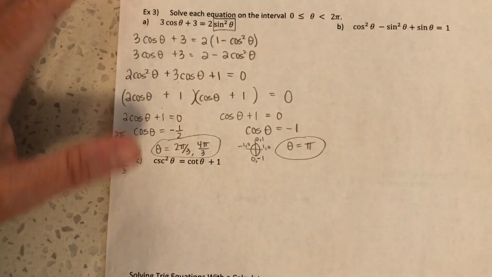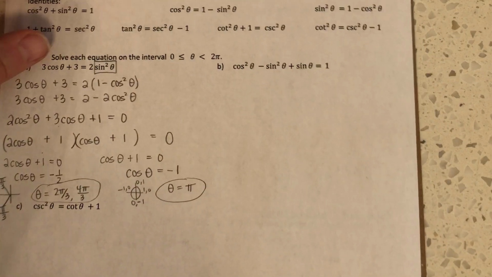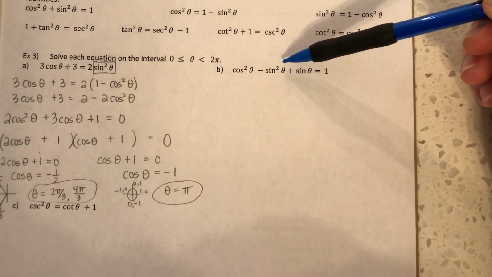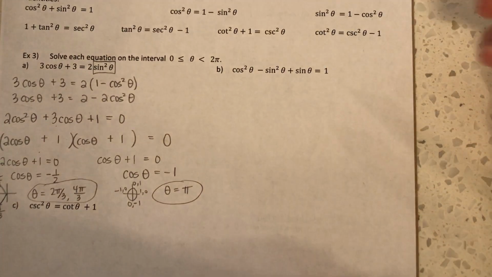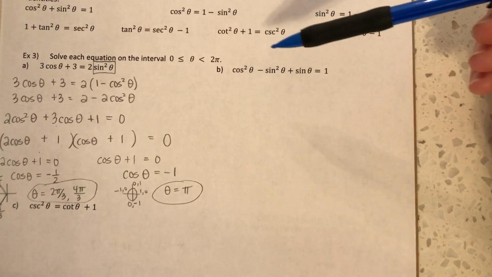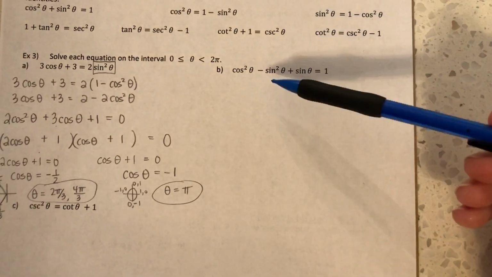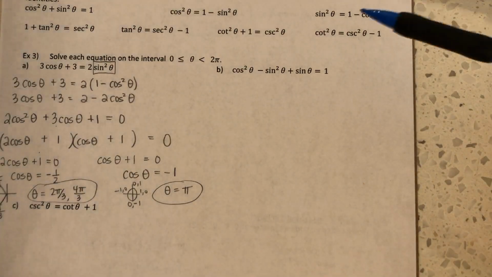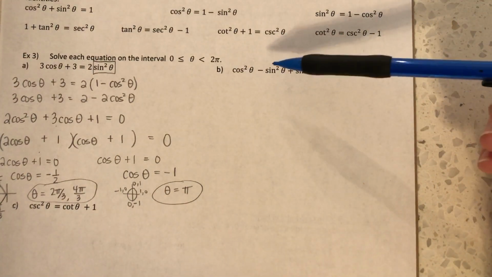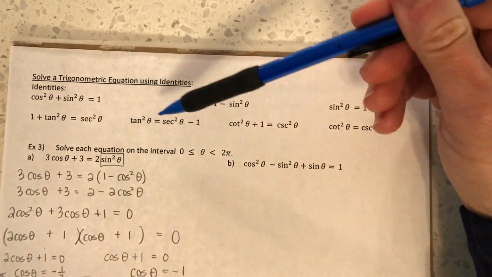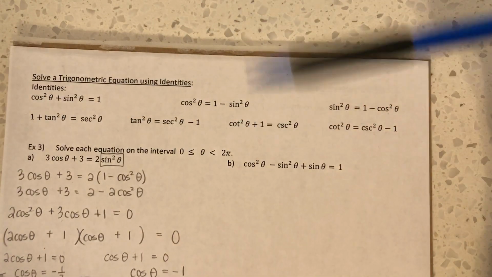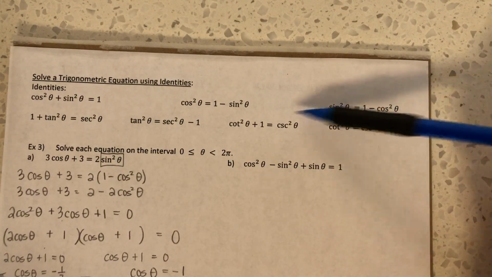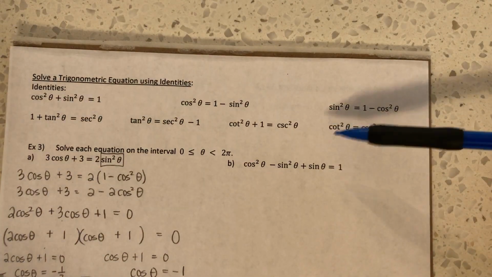All right, let's come over to this one. If we have to solve this one, cosine squared theta minus sine squared theta plus sine theta equals 1. So I have a cosine squared theta, I have a sine squared theta, and I have a sine theta. So I have 2 terms in terms of sine, and then I have a cosine squared. Normally you're looking to remove one of the squared functions because all of your identities are based off of a sine squared, a cosine squared, or a cotangent squared. You won't be able to replace a sine theta with anything because sine theta is not involved in any of these identities.